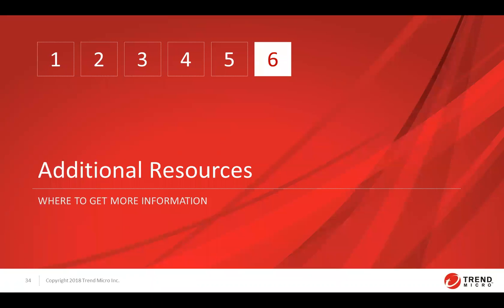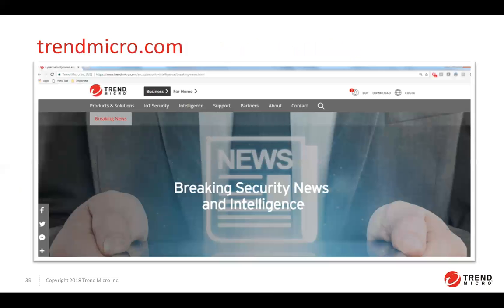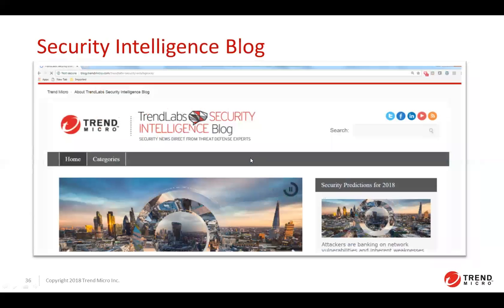The last thing I wanted to highlight is where you can find more information about the threats and the activities of the threat actors. The first one really is going on our TrendMicro.com website. If you go to the intelligence section of the website, click on intelligence, and that's where you're going to see the breaking security news and intelligence. You can get access to all of our blogs.